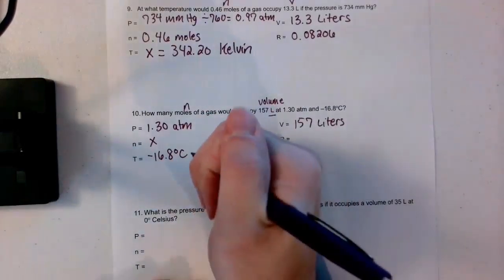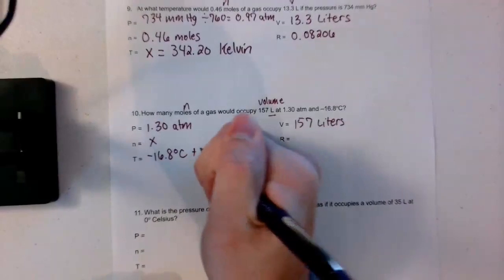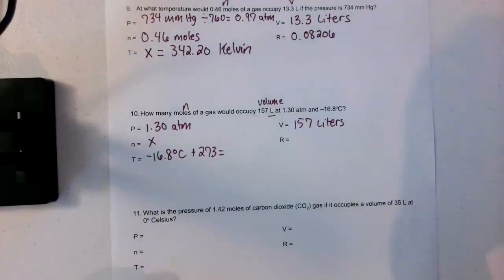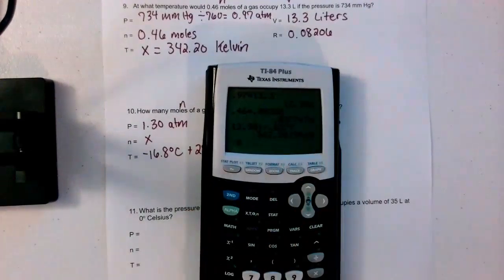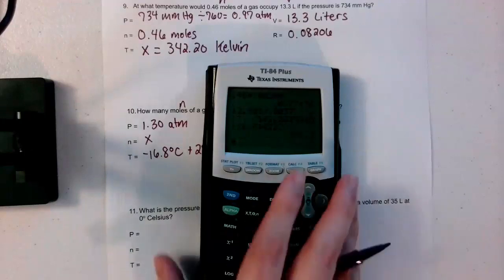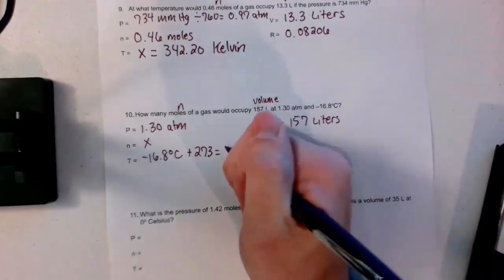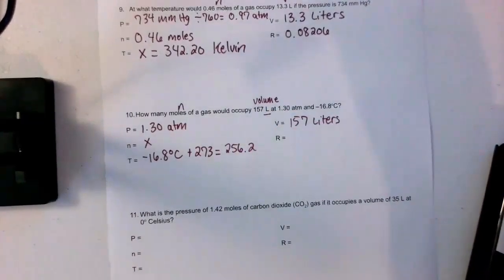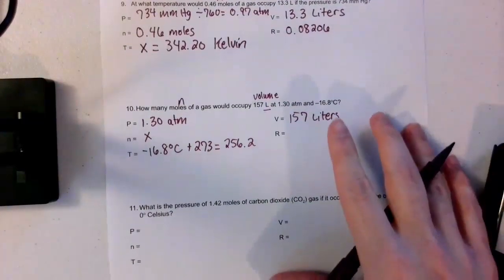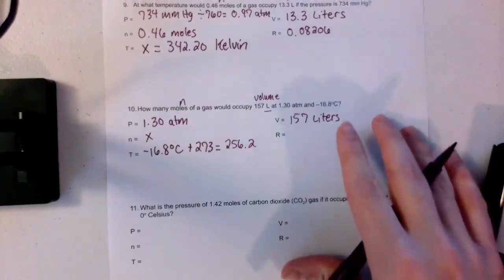And we're going to have to add that fancy number to it, that plus 273. So negative 16.8, I'm going to do that in my calculator, negative 16.8 plus 273, that's going to give me 256.2, and I'm going to fill that in right here. And then again, you may be saying, okay, well, how do I get this R value, or this R number?